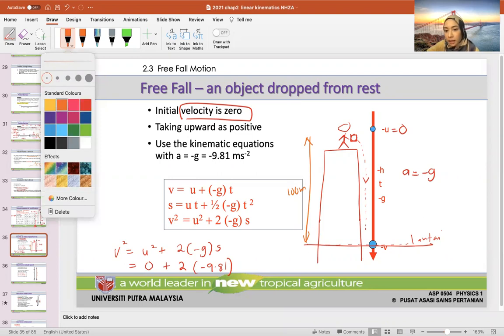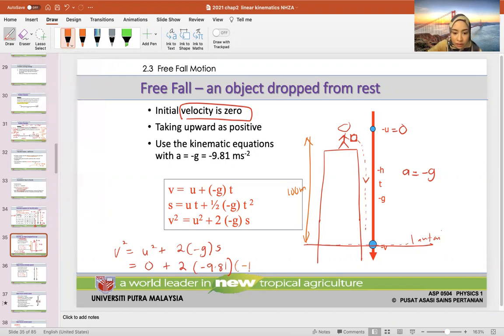But the hadiah X Hazira ni, dia jatuh ke bawah. Is S a vector or not? Yes. Negative 100. So it should be negative 100. So motion yang ke bawah, displacement yang ke bawah, the S is a negative. If I'm baling bola ke atas, my S is a positive. Bola tu jatuh ke bawah, my S is a negative.